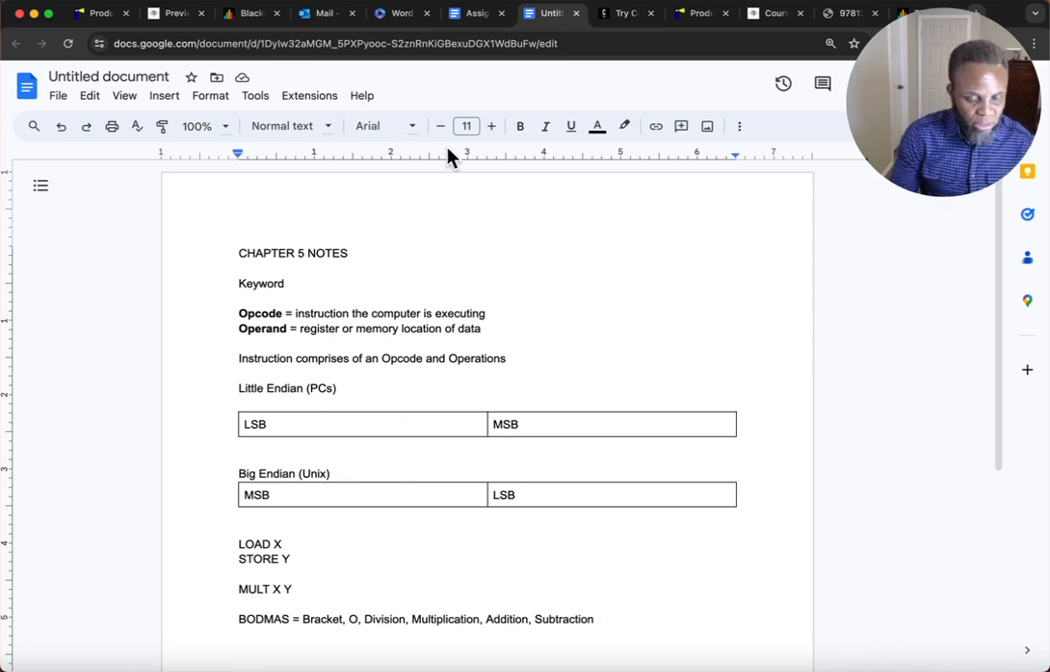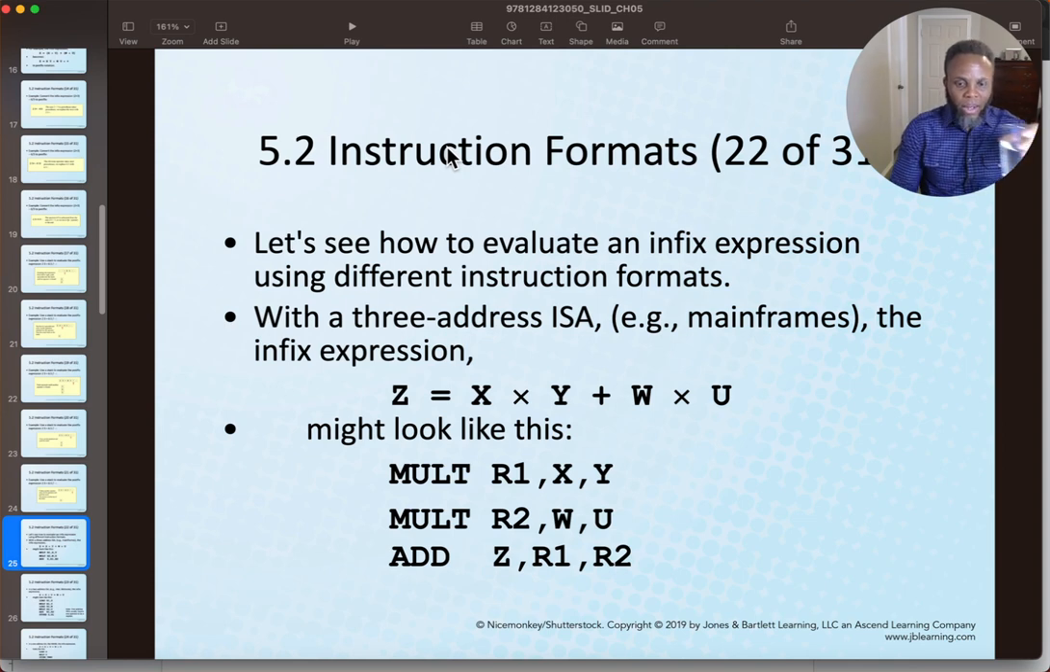So if you go back to the previous example, you see that x multiplied by y comes first. w multiplied by x comes next. You do this first, you do this next, and then you add them together, right? So this would look like this. Result 1 is going to be a multiplication of x times y. Result 2 is going to be a multiplication of w times x. And then you add result 1 and result 2 and you store the result in z, right?